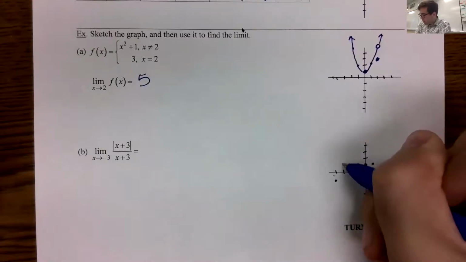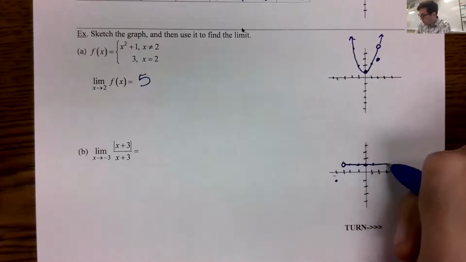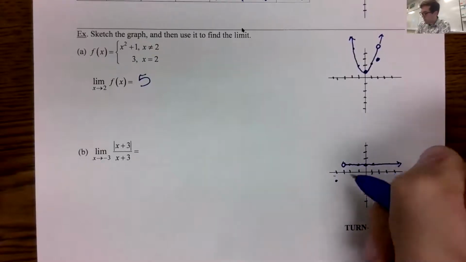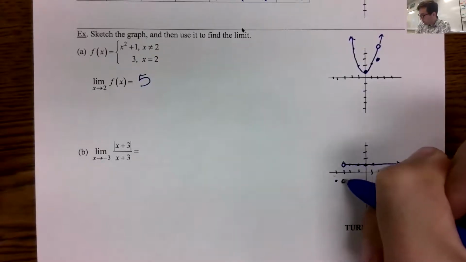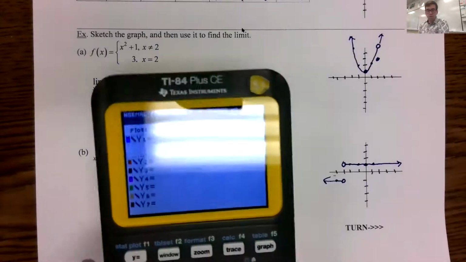Basically, what you'll find out is that anytime we plug in a number bigger than -3, the y value is just 1. And anytime that we plug in a number smaller than -3, the y value is -1. And you can graph this one as well.